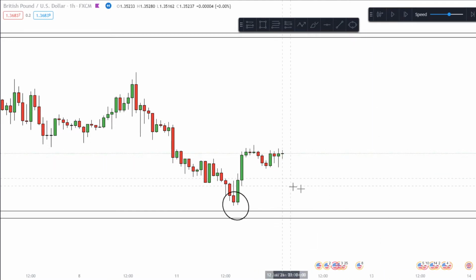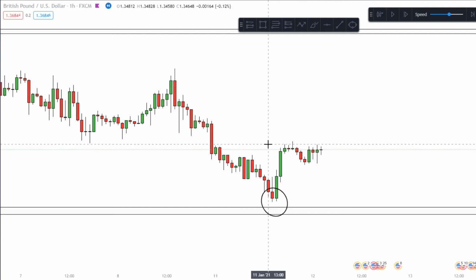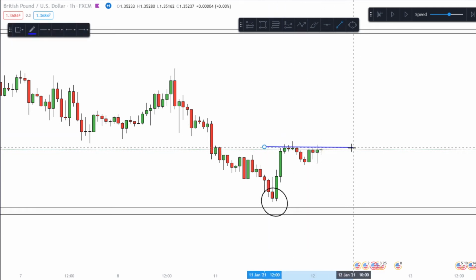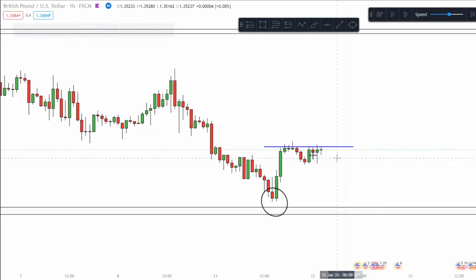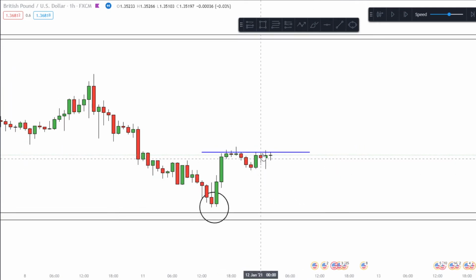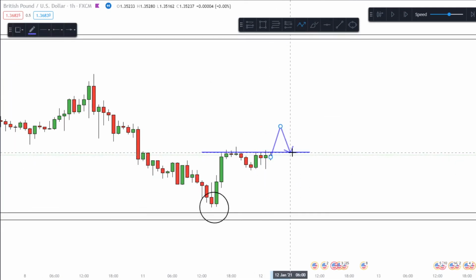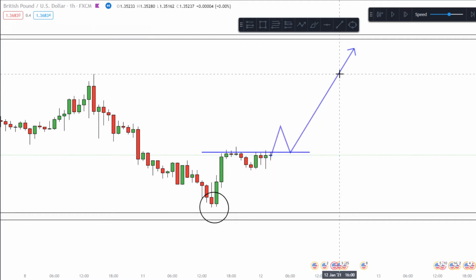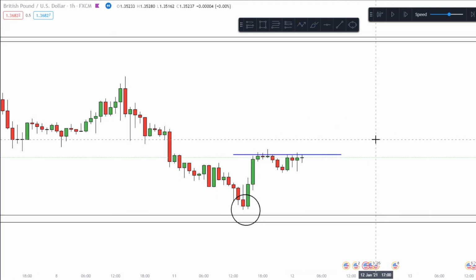Okay, what I'm noticing is price is failing to break this level. What you can do is draw a little resistance so that when price has broken out of this, if you're a break and retest trader, you can look for a push out of here, a retest and a continuation. But in this example, we're just waiting for price to create structure, okay?